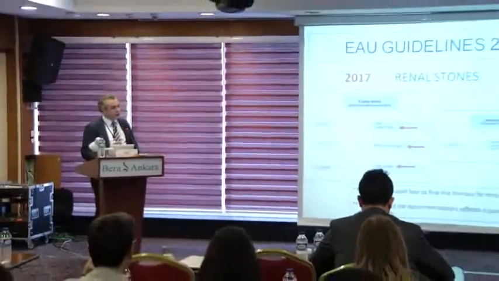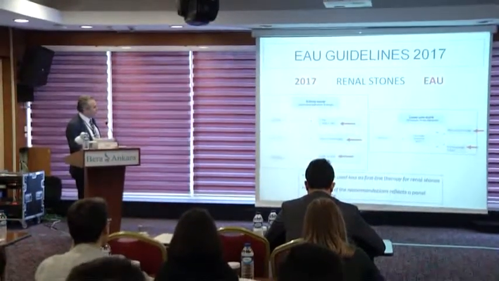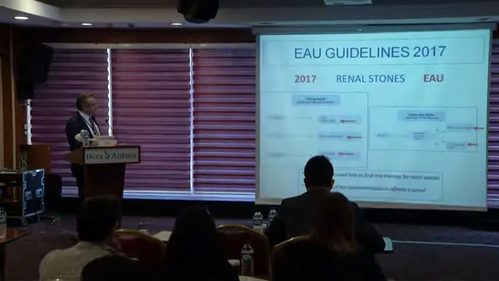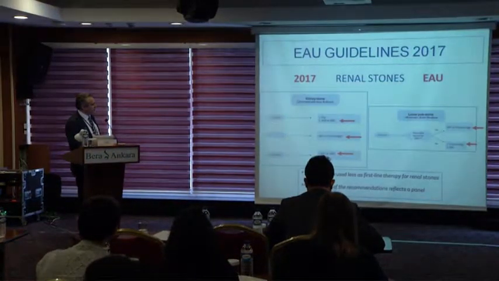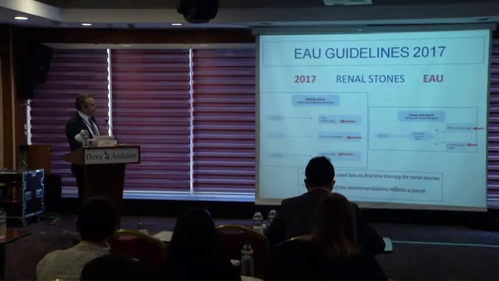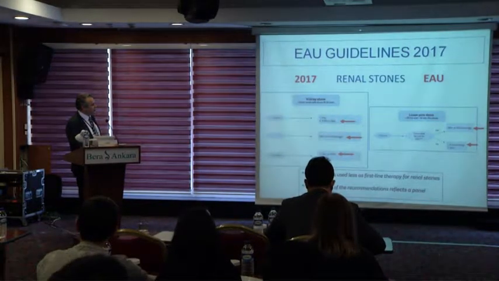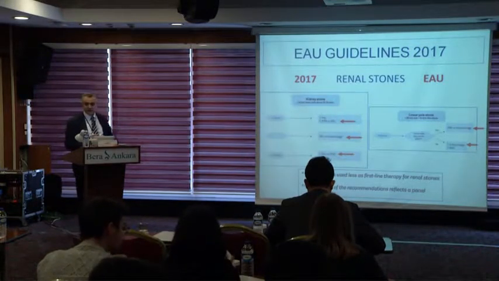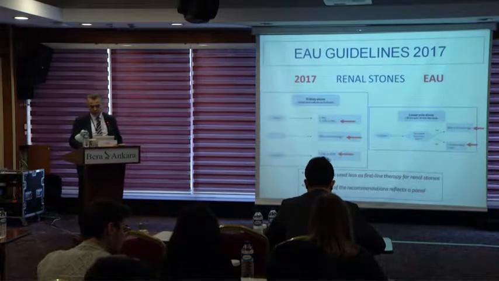When you look at AUA guidelines for ureteral stones, for stones bigger than 10 millimeters, ureteroscopy is the first option. When we look at renal stones, for stones smaller than 20 millimeters, ureteroscopy is the first option, and sometimes for stones bigger than 1 centimeter, flexible ureteroscopy becomes the first option.